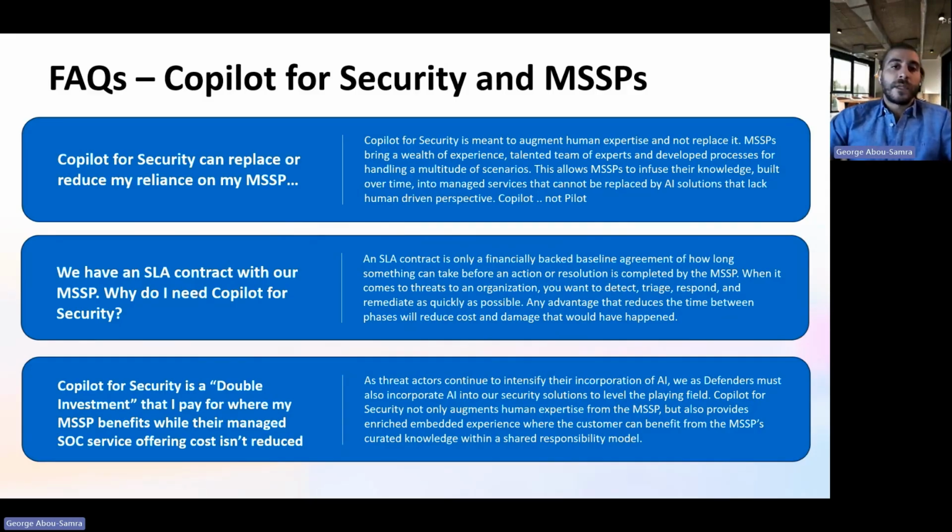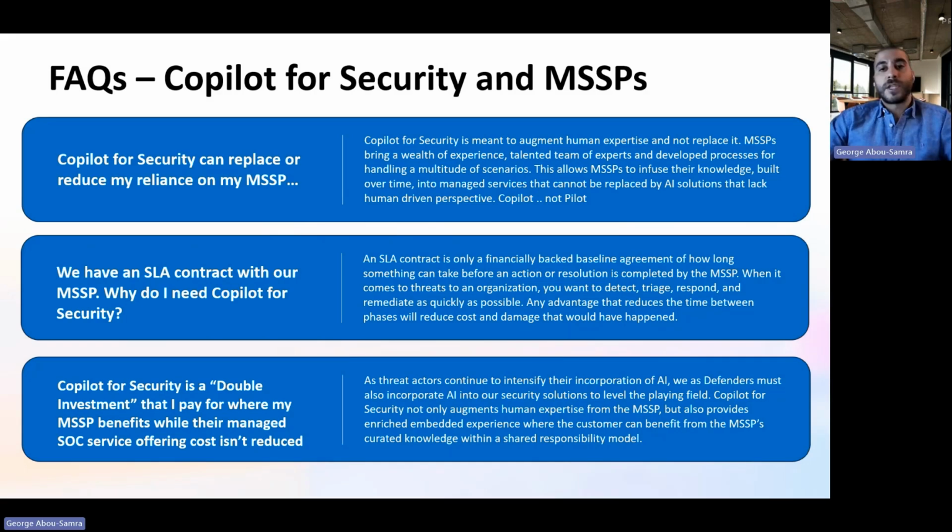Another question that we often get is, we have an SLA contract with our MSSP, so why do I need Copilot for Security? An SLA is pretty much how long something can take before an action or resolution is completed. It's part of the agreement that you make with your MSSP. However, when it comes to security, as I mentioned earlier, every second counts, and you want to be able to detect, triage, and respond to incidents as quickly as possible. So having Copilot is an advantage that MSSPs can have to act and react to security incidents quicker in your organization and help reduce the cost and damage of an attack.